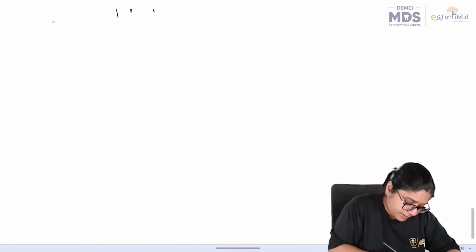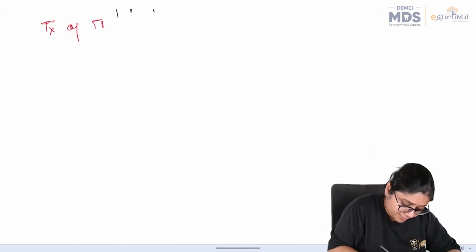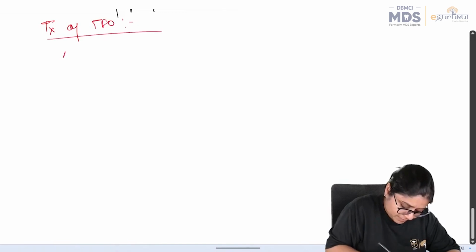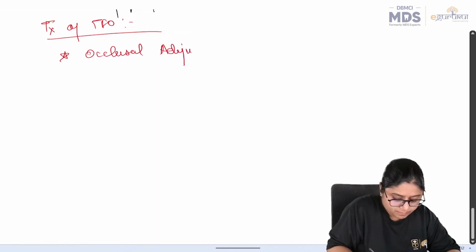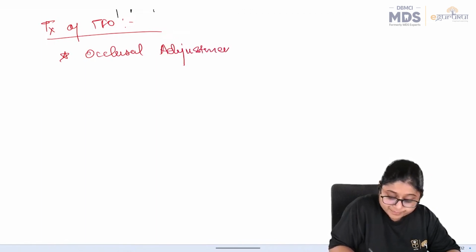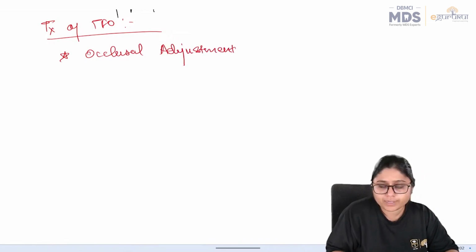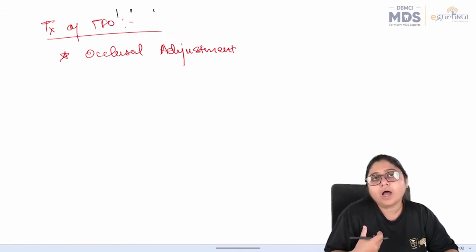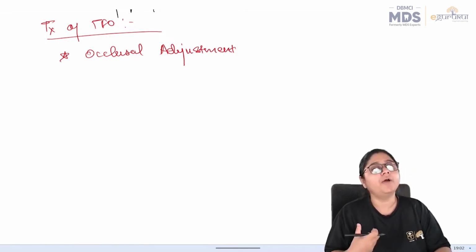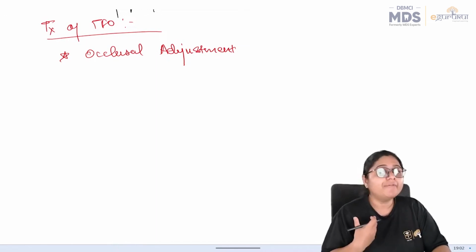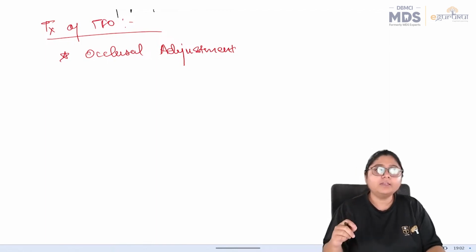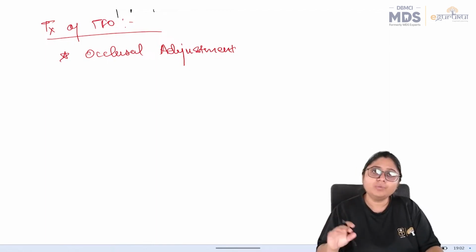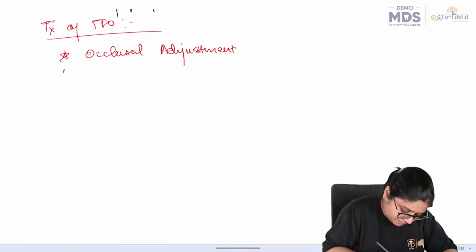Now, what will be the treatment of trauma from occlusion? The treatment can be occlusal adjustments. Occlusal adjustments you have to do with the help of articulating paper. You have to ask the patient to close in centric relation, in centric occlusion, and to give lateral movements and protrusive movements, to record high points. Then you will record it with the articulating paper and you will reduce those high points.